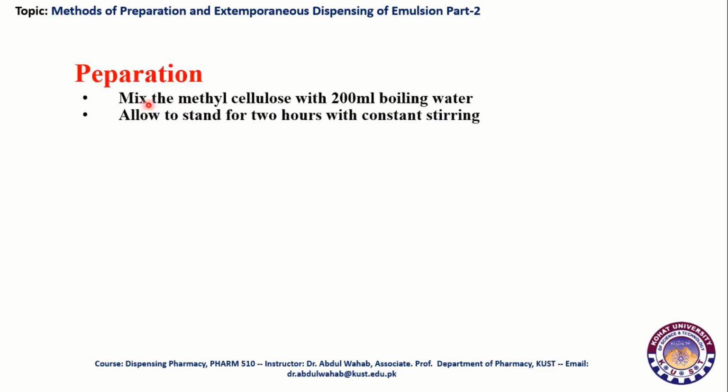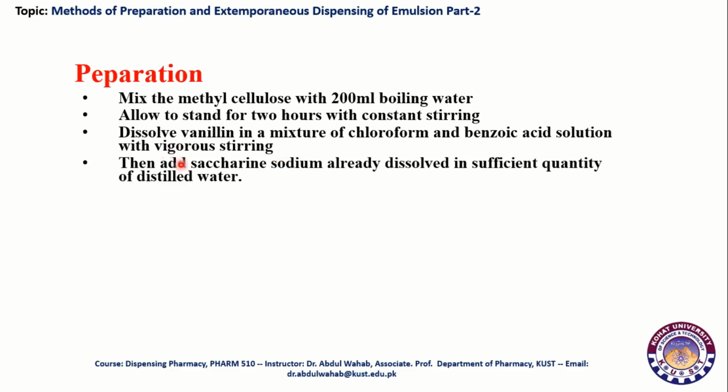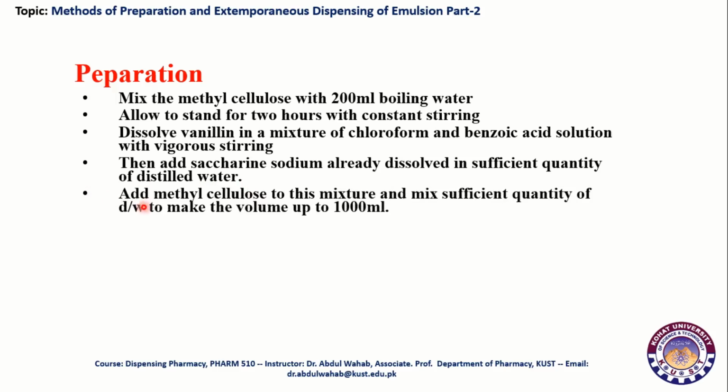Preparation. First of all, mix the methyl cellulose with 200 ml boiling water and then allow to stand for 2 hours with constant stirring. Then dissolve vanillin in a mixture of chloroform and benzoic acid solution with vigorous stirring. Then add saccharin sodium, which is already dissolved in sufficient quantity of distilled water. And after that, add methyl cellulose to this mixture and add sufficient quantity of distilled water to make the final volume up to 1000 ml.